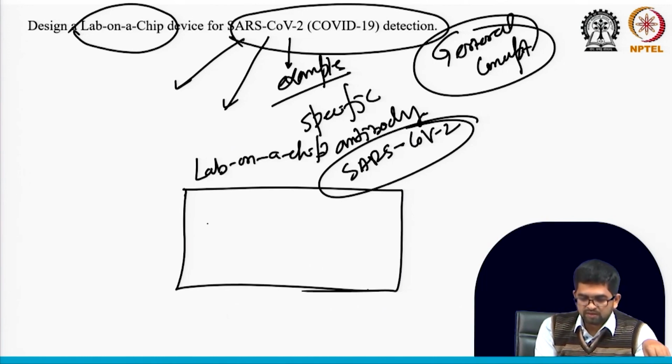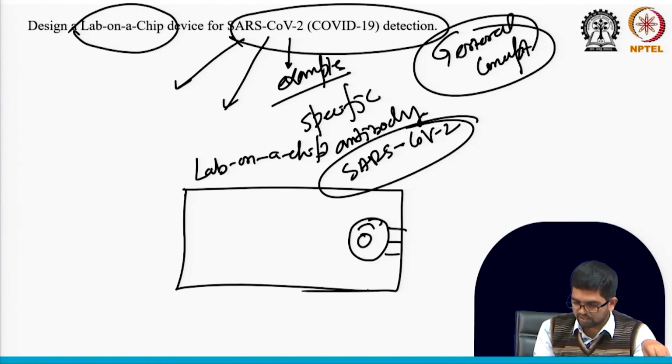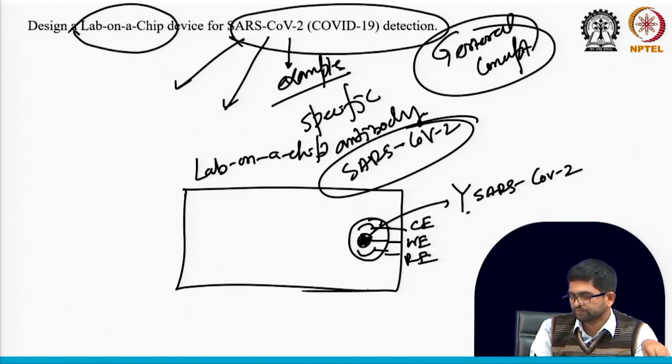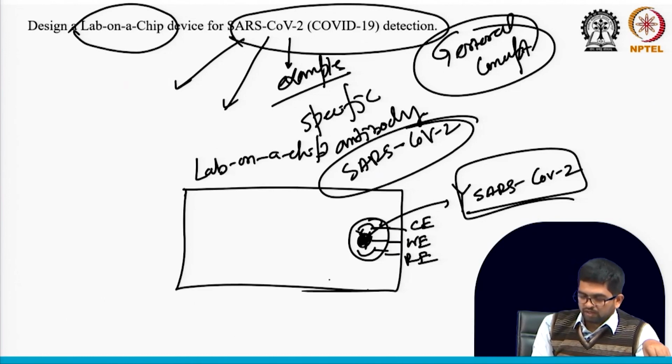First, here is your sensor surface, right? Here is one working electrode, here the counter electrode, and your reference electrode. So this is working, this is counter, and this is the reference electrode. Now here you are modifying with your antibody that is very specific for SARS-CoV-2. This antibody is specific for SARS-CoV-2, which you immobilize here. Okay. Now you should have one inlet here.